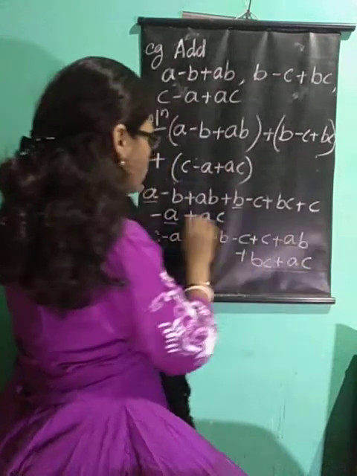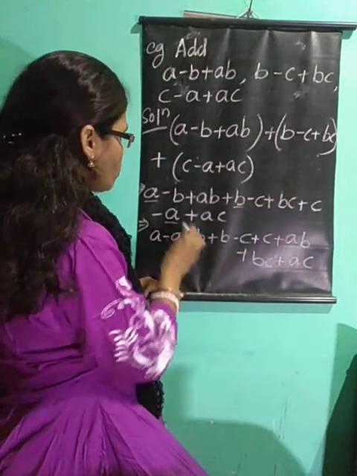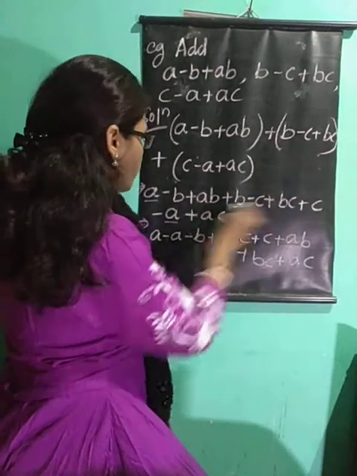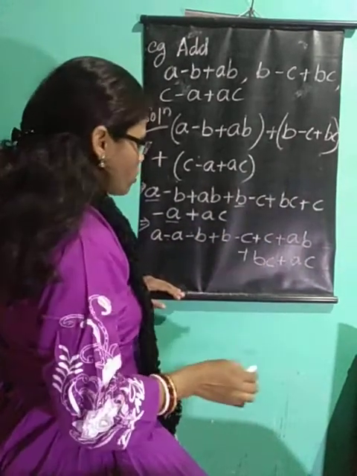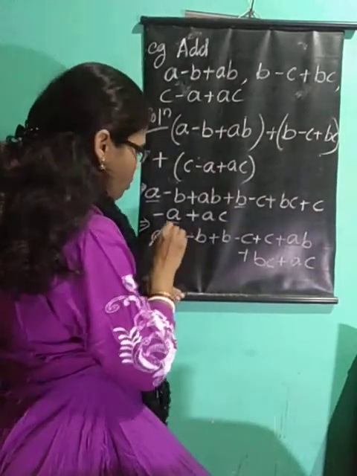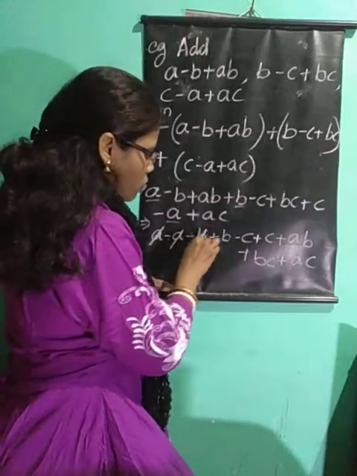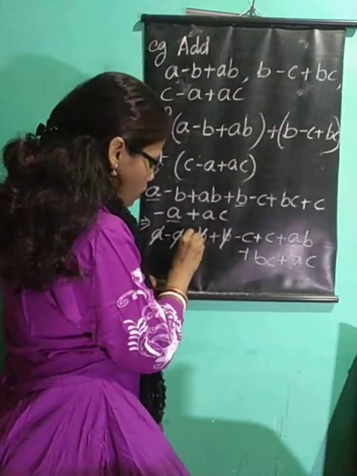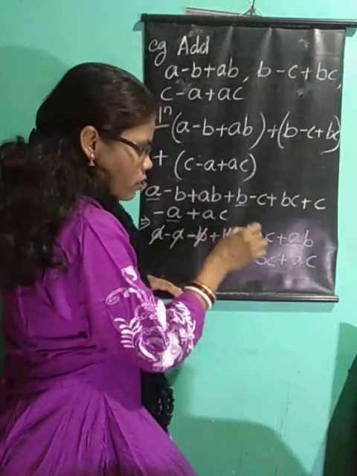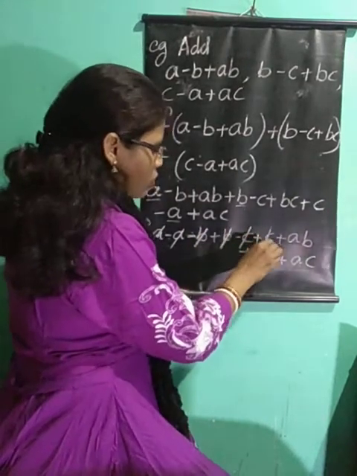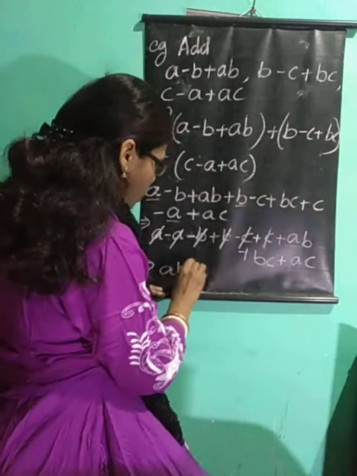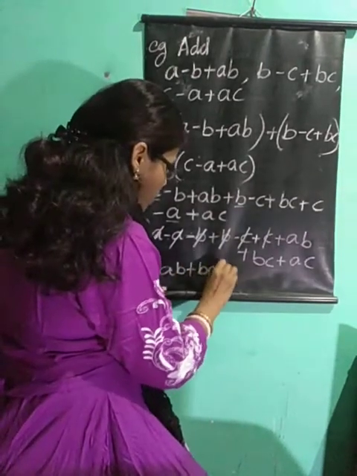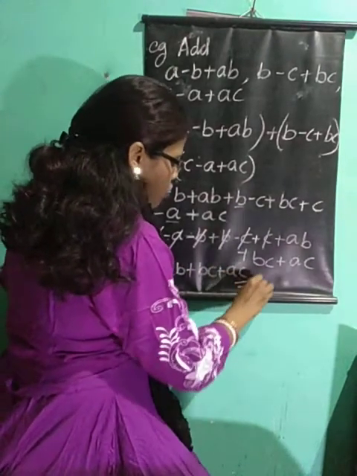Okay. Any more terms you are having? No. 1, 2, 3, 4, 5, 6, 7, 8, 9. All the terms you have written. a minus a, you can cancel it, it is 0. Since it is minus here and plus here, we can cancel these terms. Cancel this also. Now simply your answer is ab plus bc plus ac. So this is your answer.